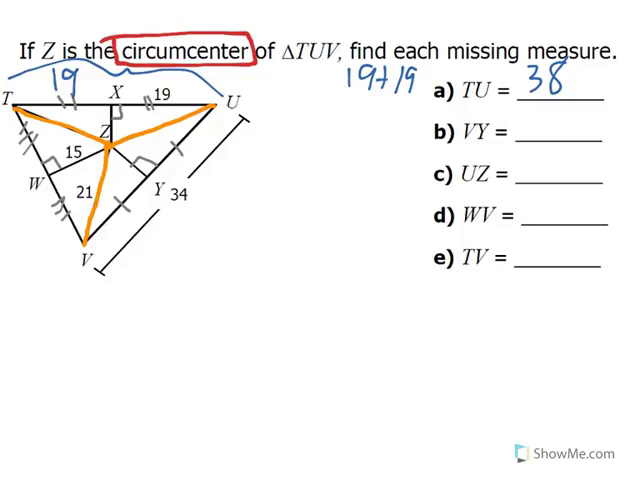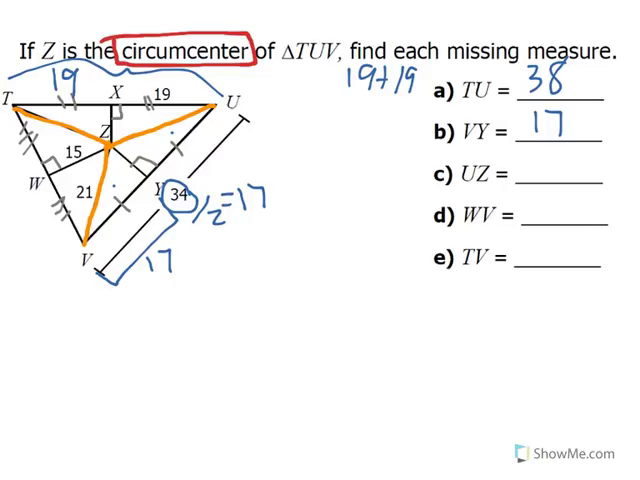Next thing that we're looking for is VY. So VY is just this part. If the whole thing is 34, remember it was bisected, so it was cut in half. So 34 divided by 2 gives us 17. So each side is 17. So VY is 17. Now we want UZ.